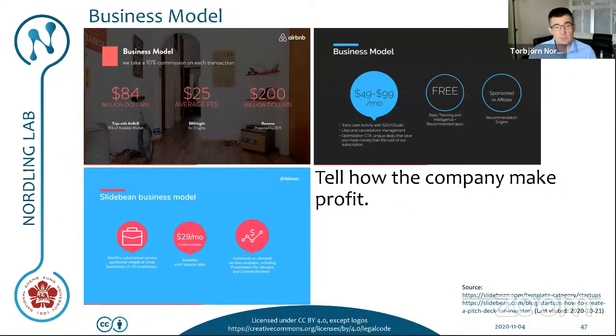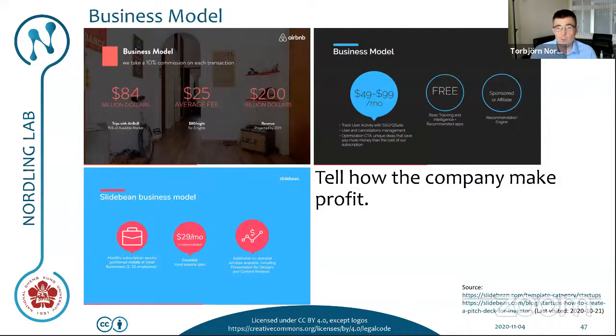Now over to the business model. So this is where you should tell how the company will make a profit. And looking at Airbnb, well, their business model is simple. They take 10% commission on each transaction. That means that they at that moment had been earning $84 million and getting an average fee of $25.